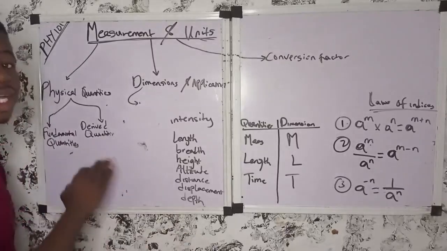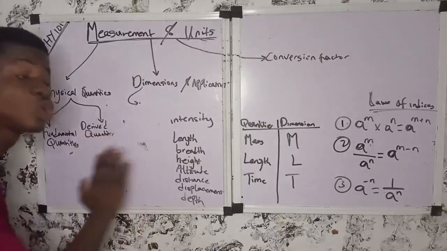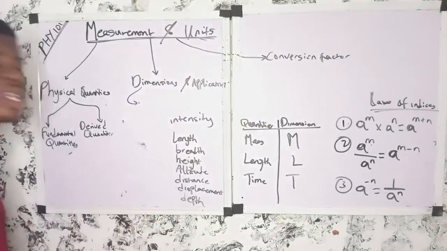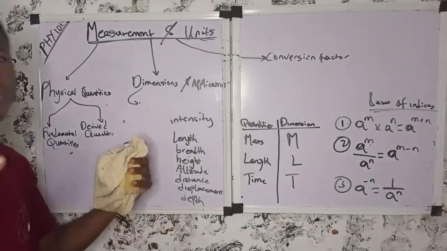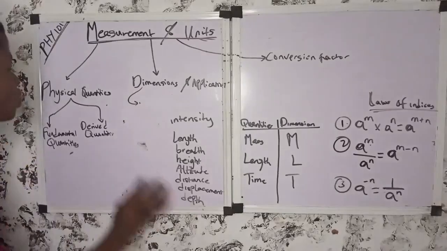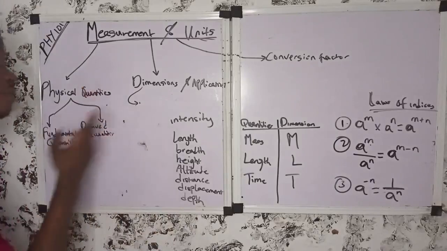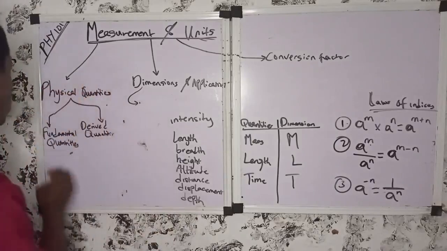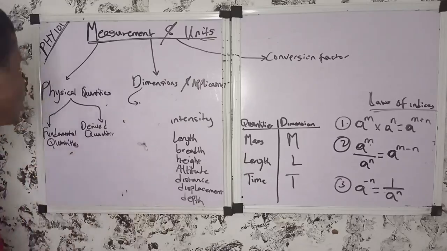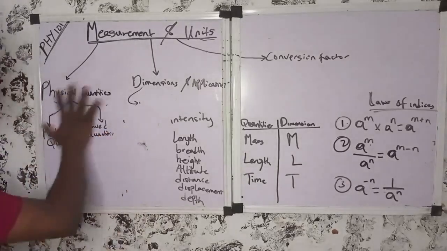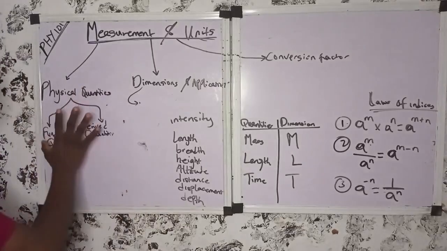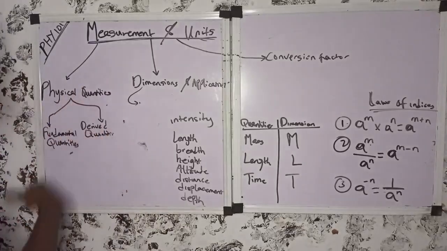Unlike fundamental quantities that are 7, derived quantities, there are so many. When you combine 2 or more fundamental quantities together, what do you get? You get a derived quantity. So this is why there are very many, because of the combination of 2 or more fundamental quantities. Yes, so this is all you need to know about physical quantities, fundamental quantities, and derived quantities.